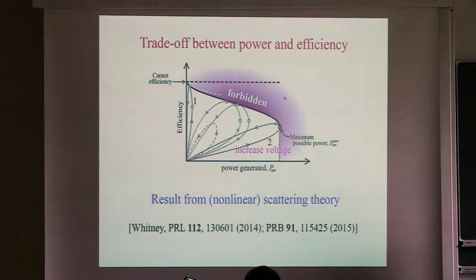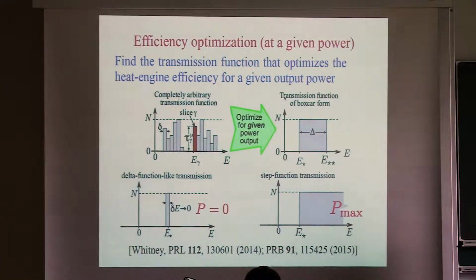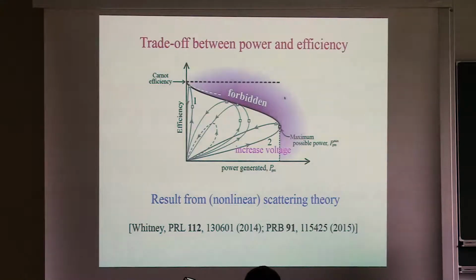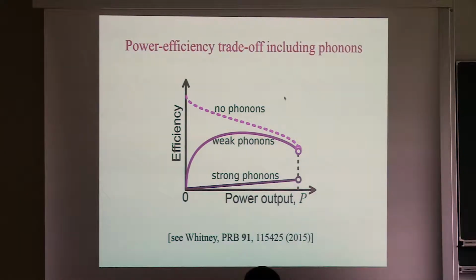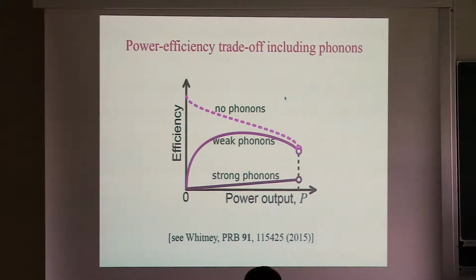This is maximum power, so it is a step transmission function, this one. And here you approach Carnot, so you approach delta energy filtering and the power goes to zero. Of course, this is with no phonons. If you have phonons, when you shrink to a delta transmission function, the current goes to zero, so sooner or later phonons will dominate. Of course, if phonons are strong and dominate, then it is good to work at maximum power output. But anyway, thermoelectric conversion will be very bad under this condition.